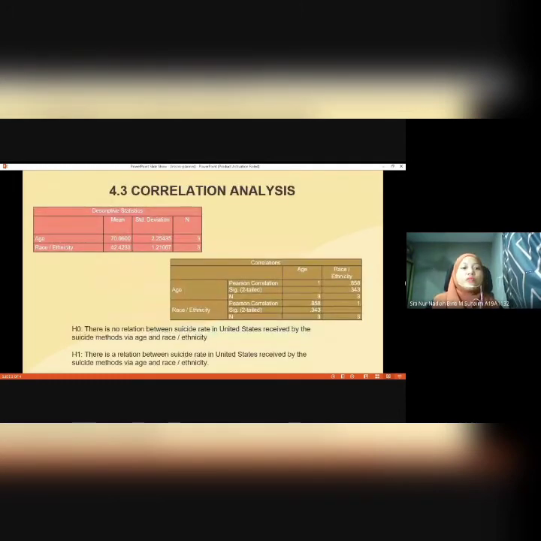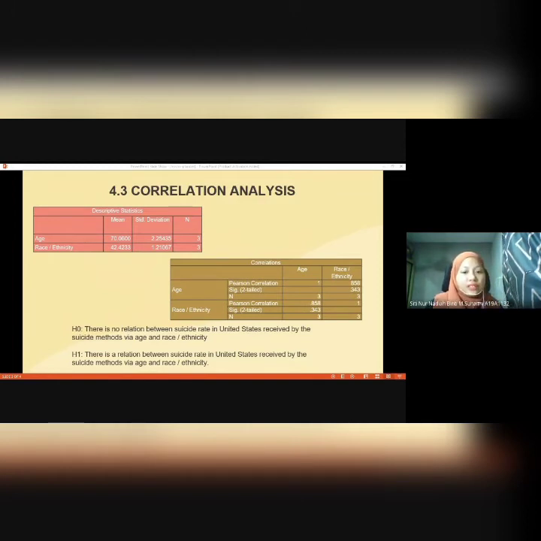Let's move on to the next part, which is correlation analysis. As you can see here, we have the descriptive statistics, and correlation is used to assess the association between quantitative variables or categorical variables. In other words, it's a measure of how things relate to each other.